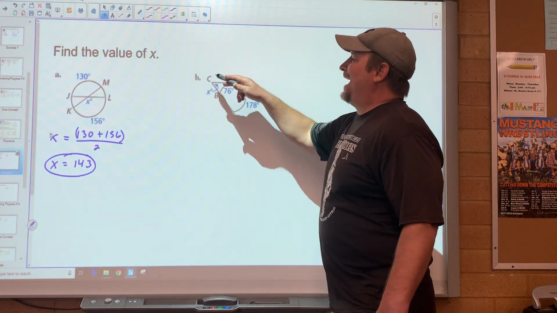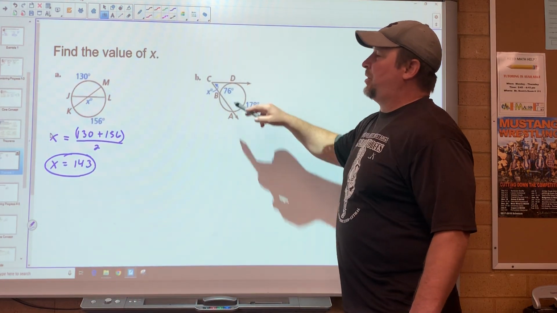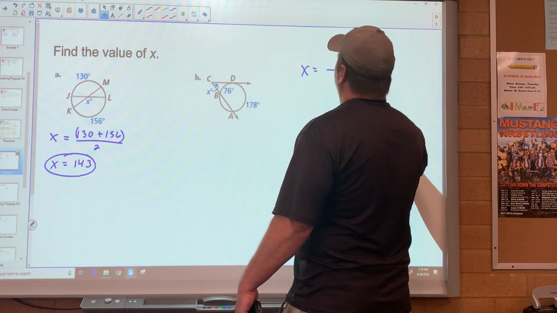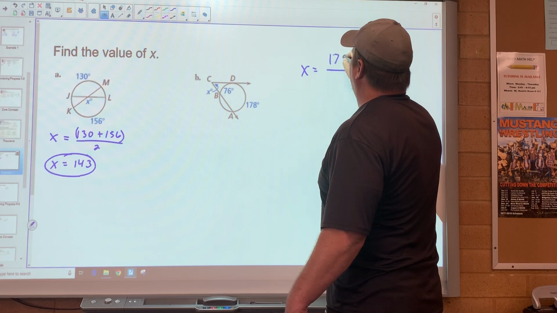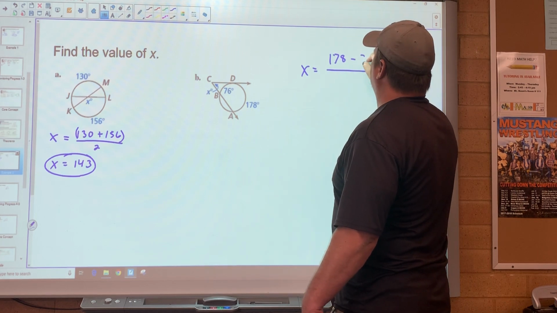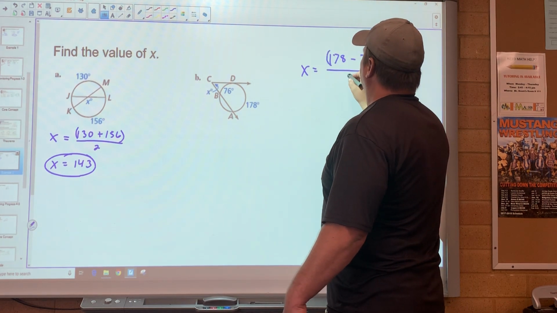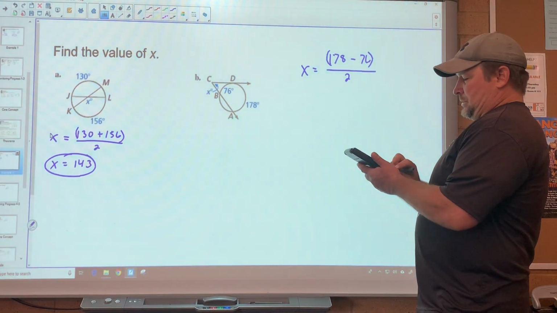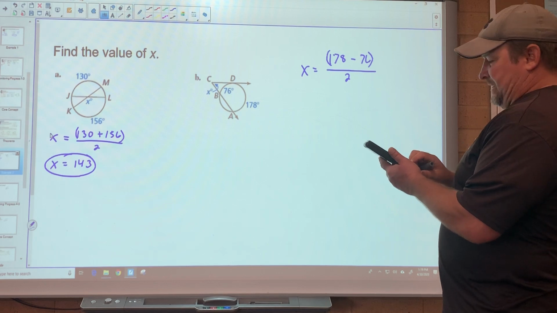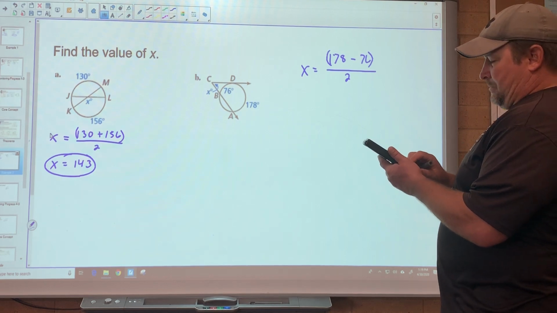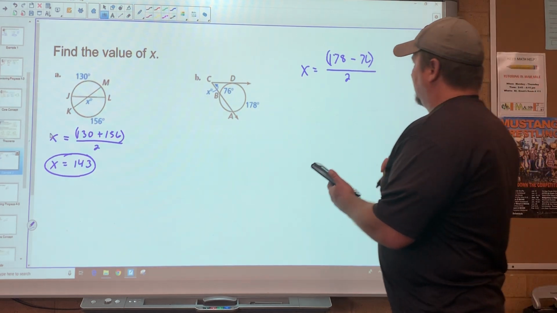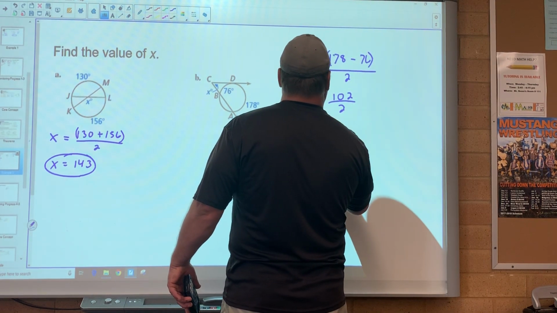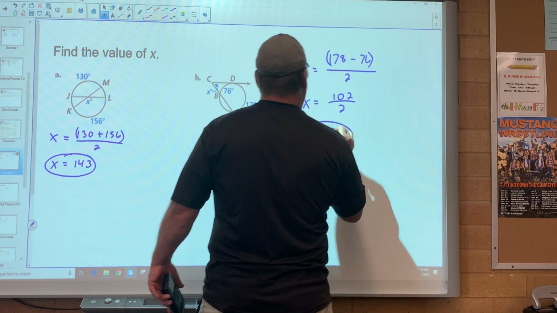Okay, this is an angle outside. So we've got a big arc and a small arc. Just remember, x will equal the big one, 178, minus the small one, 76, divided by 2. That's the rule. So 178 minus 76 is 102, 102 divided by 2, x equals 51.